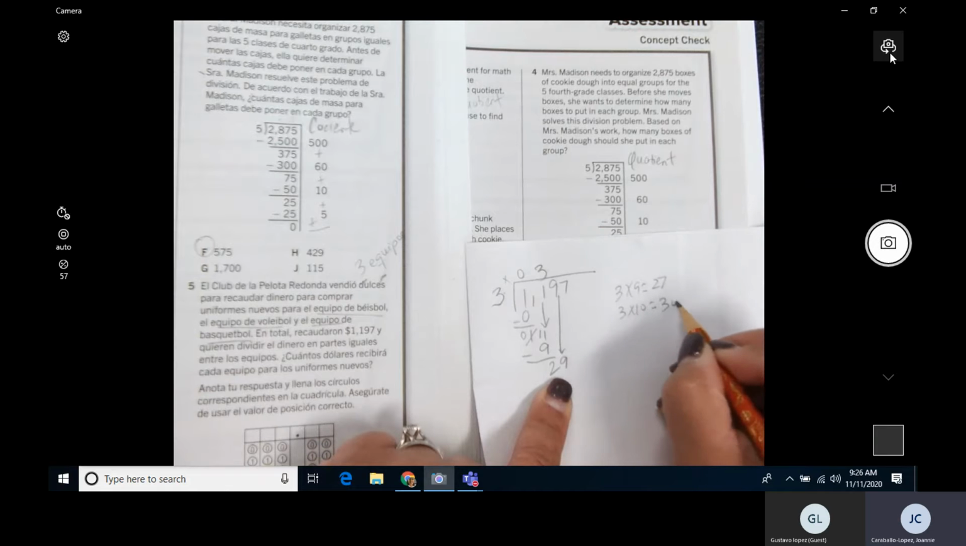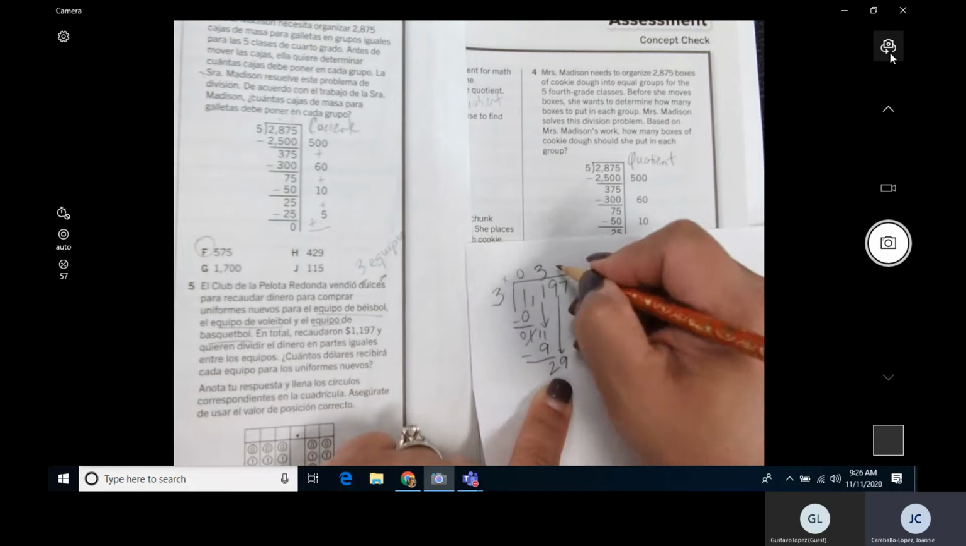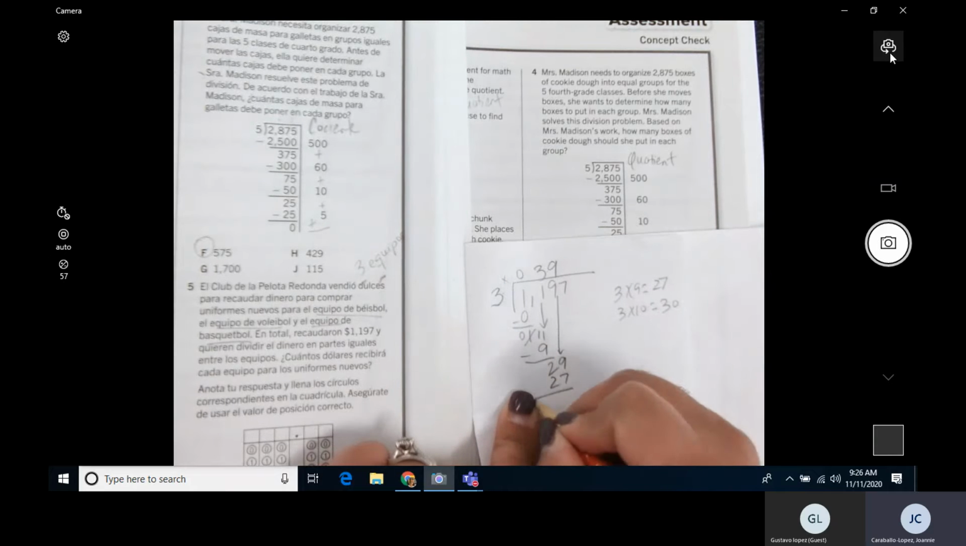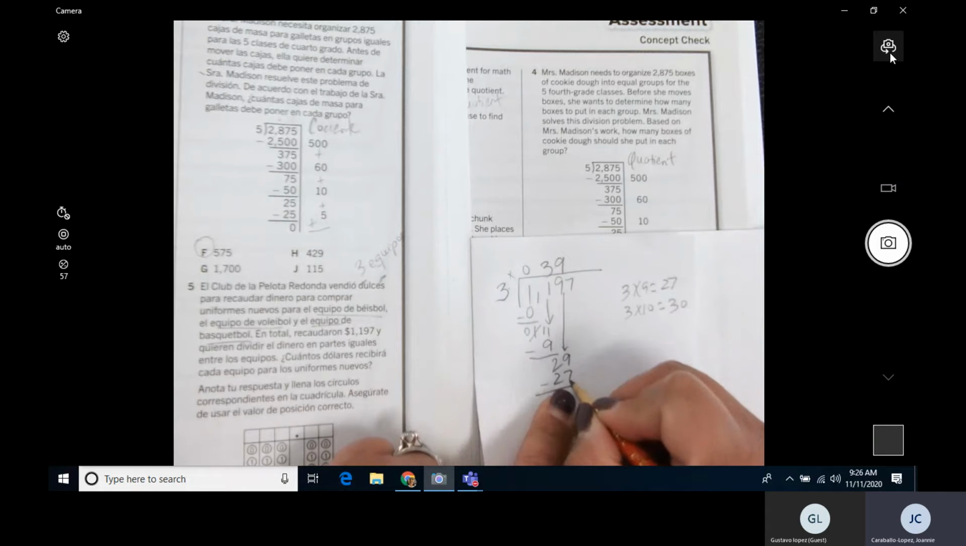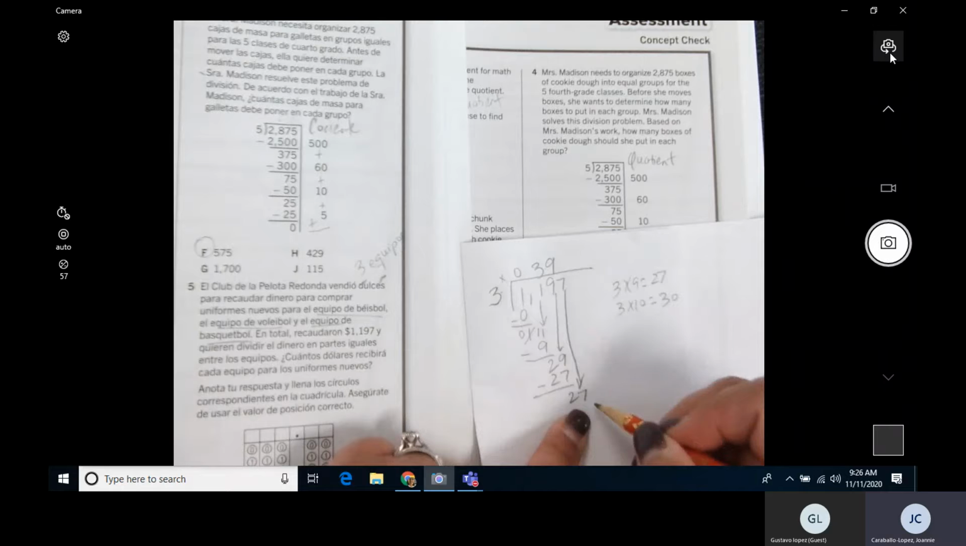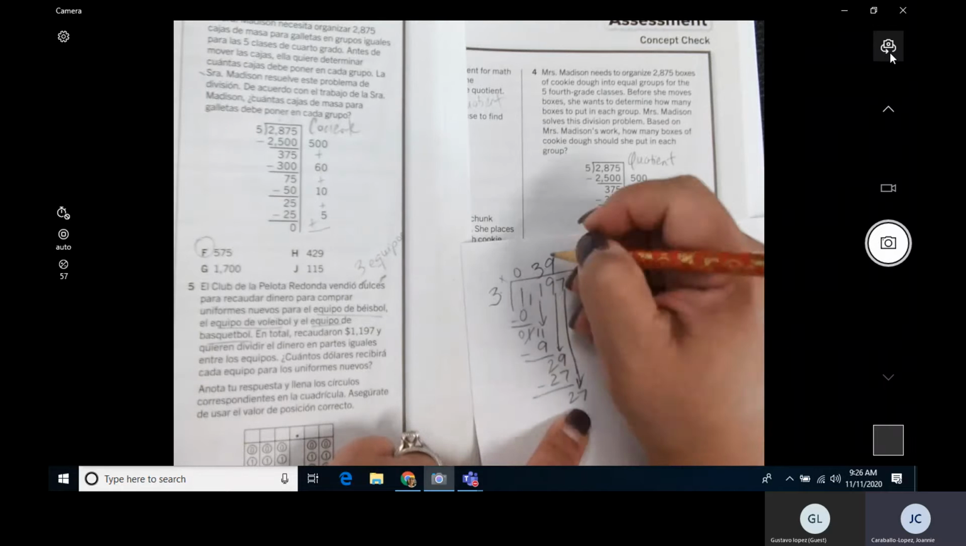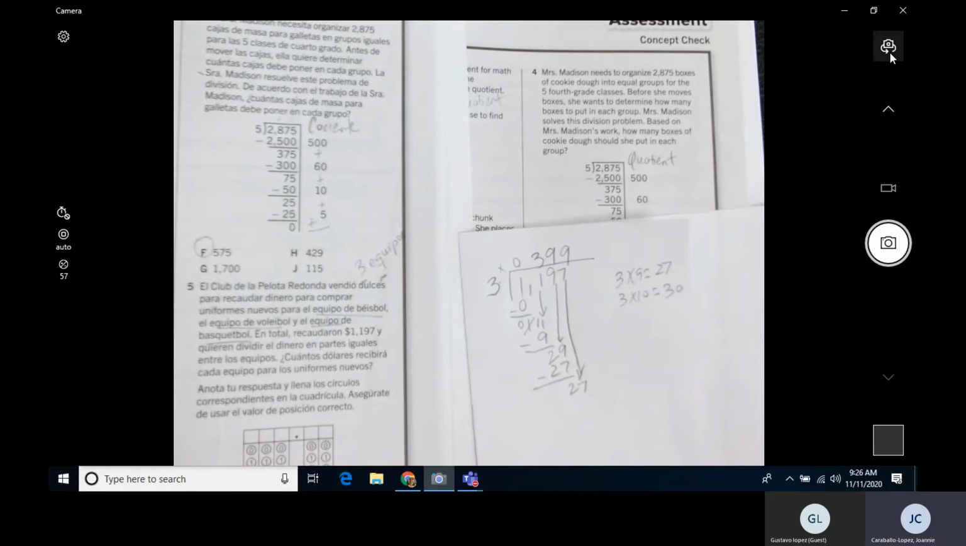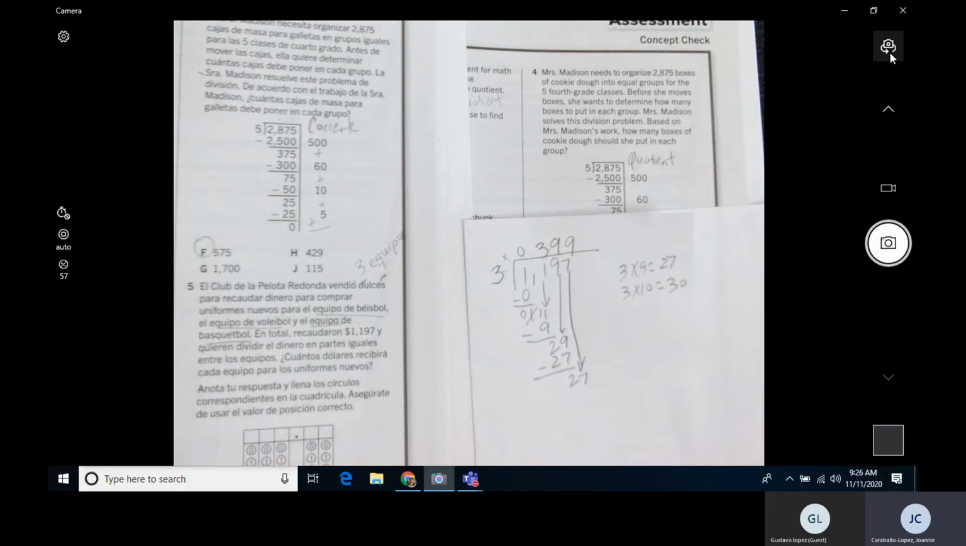It's 30. Can I use 3 times 10? No, you can use 3 times 9. So 3 times 9, and I have 27. Subtract 9 minus 7, 2. Bring down the 7. 3 times what number gives me a product close to 9? So what's my answer? My quotient.